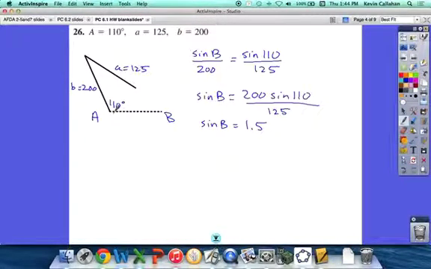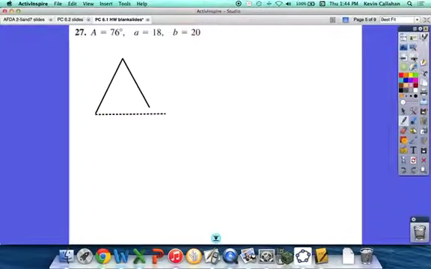So no triangle. But if you don't see that, if you're not remembering all those criteria that we were given, it's enough to just go ahead and solve it like you solve it. And when you get to this point here, you'll know that you have no triangle. Okay, so just set them up using the law of sines and get as far as you can.